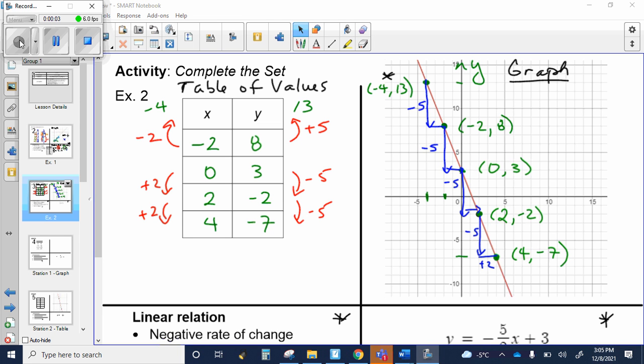Hey everybody, Mr. Stewart back for a fourth time in our series on creating and connecting representations for linear relations. Whew, say that 10 times fast.